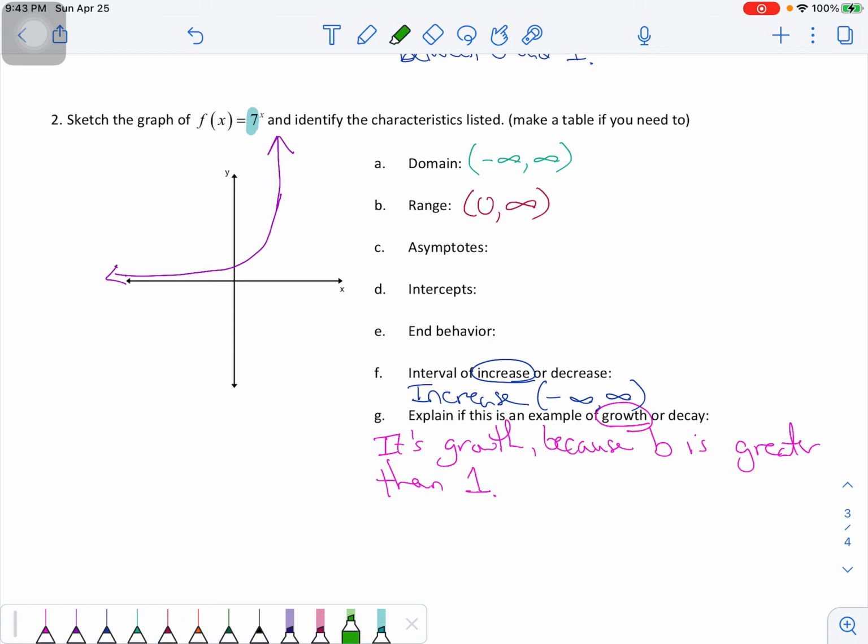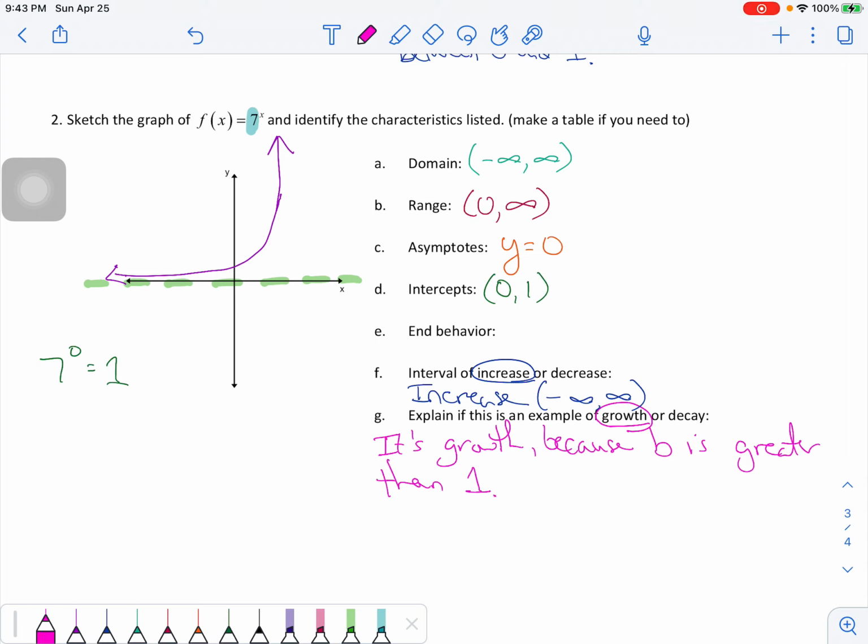The asymptote, we still have this horizontal line here that the graph is going to approach, but not touch, or definitely not cross. So asymptote here is going to be y equals 0. Intercept, again, no x-intercept, but we do have this point right here, which would be when x is equal to 0. So if I take 7 to the 0, I'm going to get 1, which means I have an intercept at 0, 1. That's my x value with my y value.